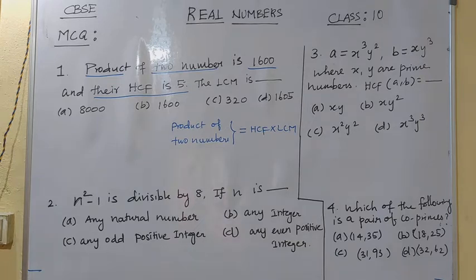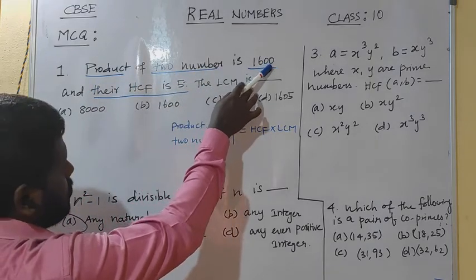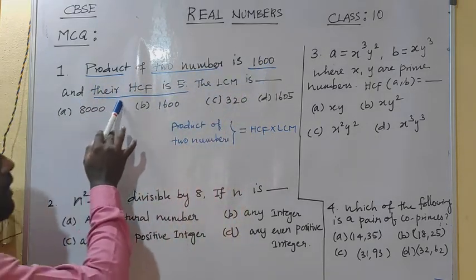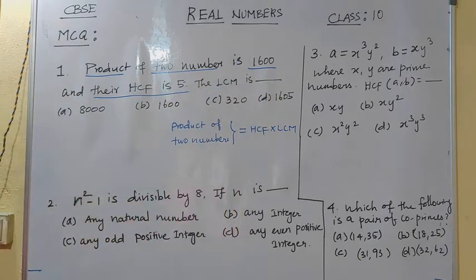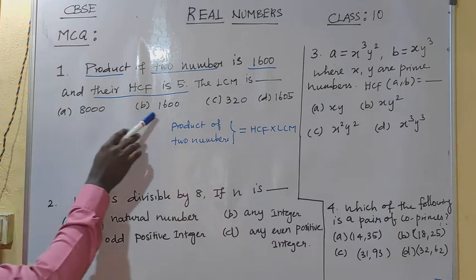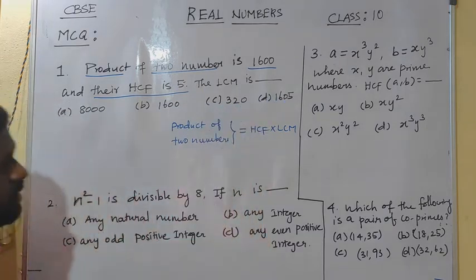So just see here children, here I have a first question. Product of two numbers is 1600 and their HCF is 5. The LCM is what? This is my question. There are four options: 8000, 1600, 320, 1605.